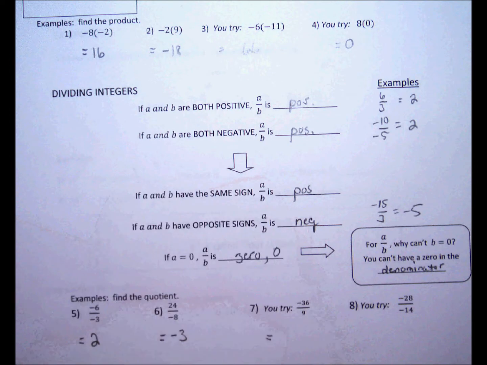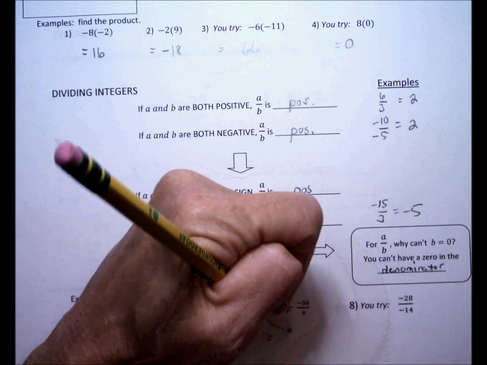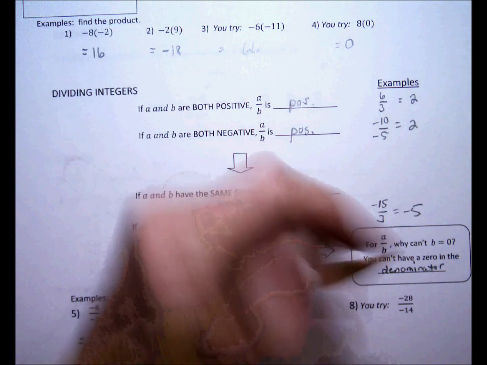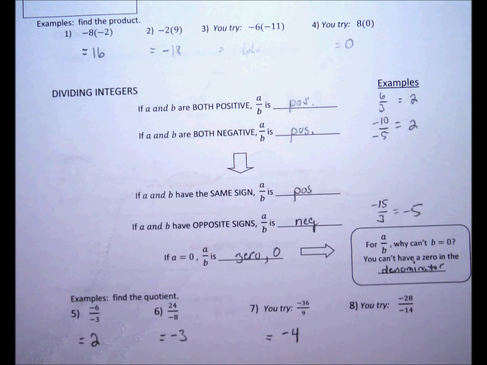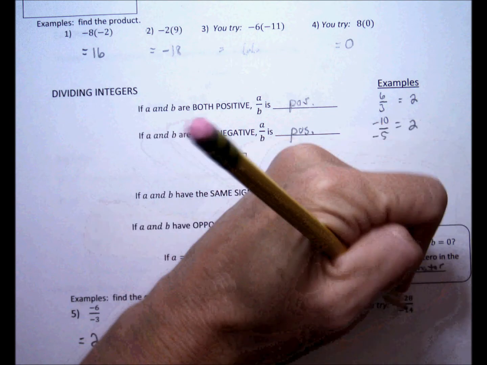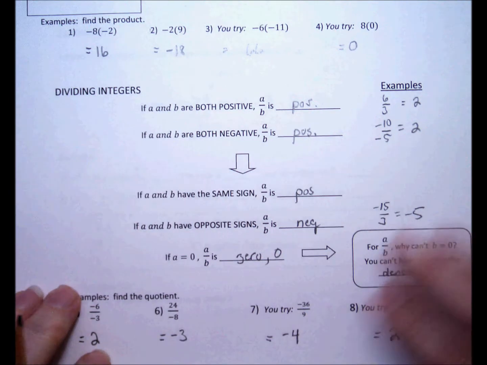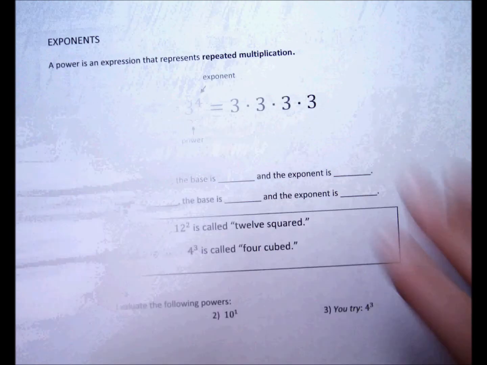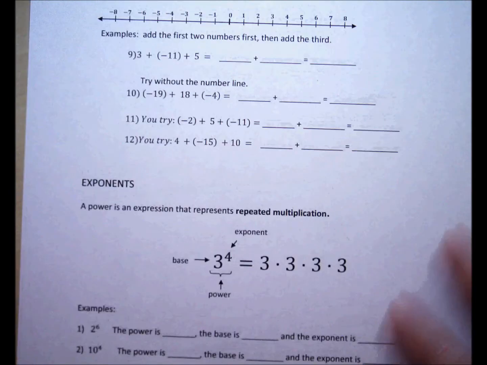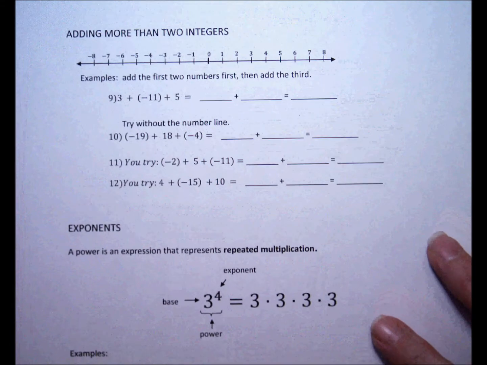You try. Go ahead and hit pause. Okay, they have different signs, so the result will be negative 4. Go ahead and hit pause. All right, they have the same sign, so the result will be positive. Now we're turning the page over.